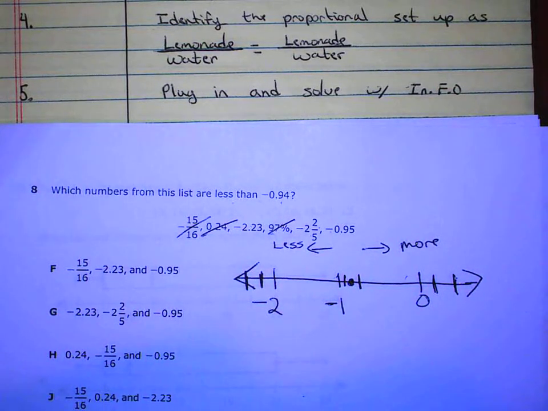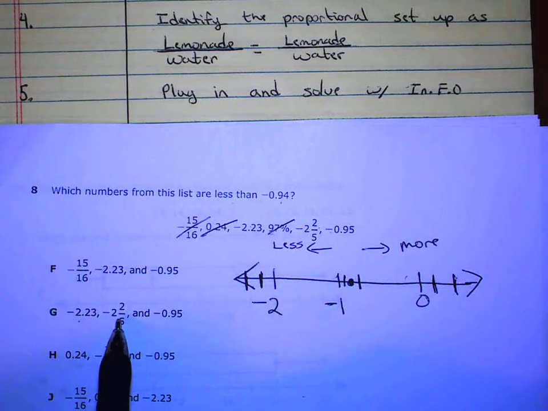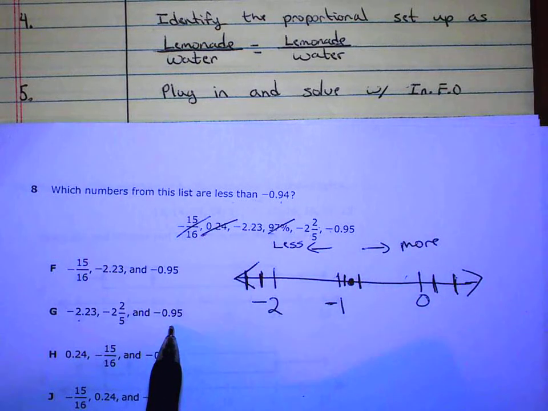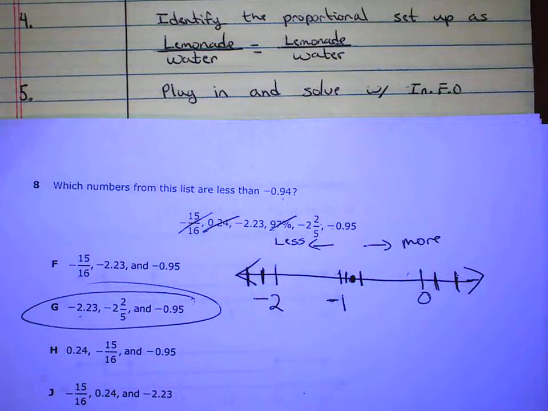Or which ones are considered more? And I've got negative 2.23, negative 2 2/5, and negative 0.95. G. Bear with me, we got 3 more.